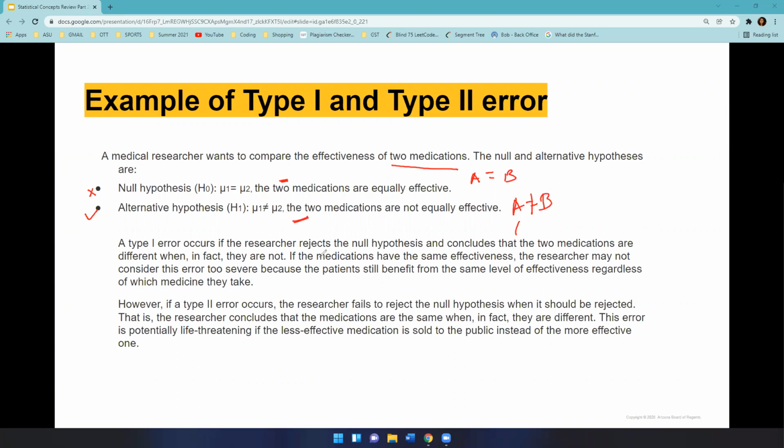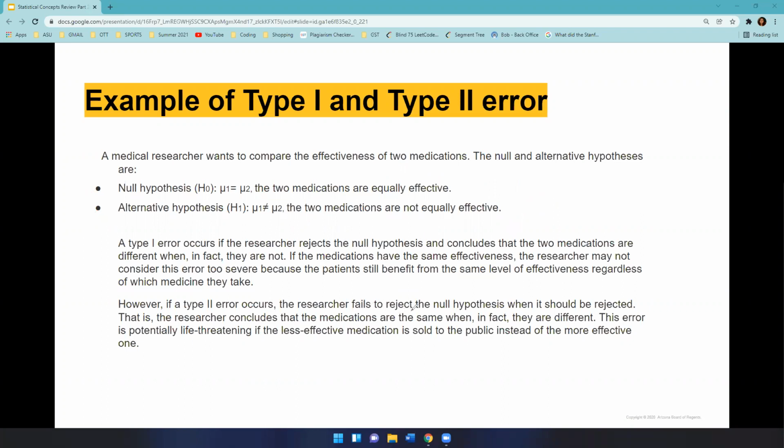So what would happen if the medications are of equal effect? This won't cause much problem to the patients because the medications are of equal effect and the patients still benefit from the same level of effectiveness. But what if the researcher has a type 2 error?